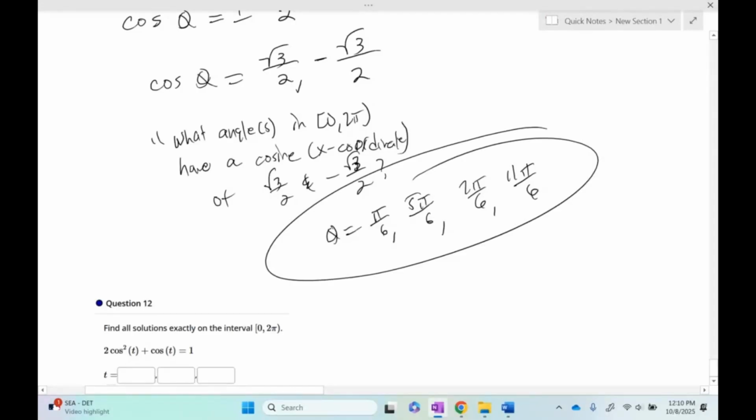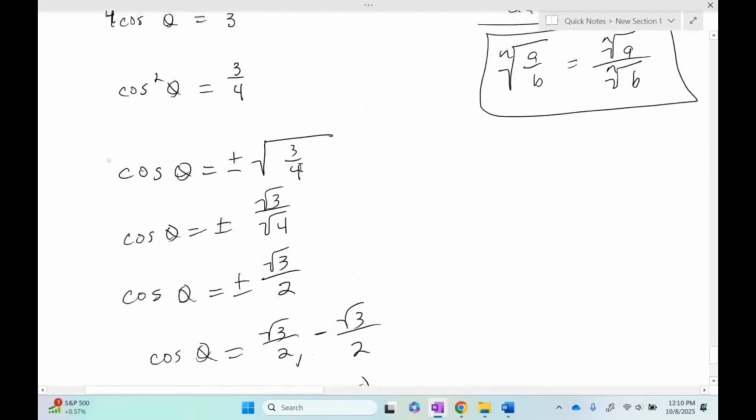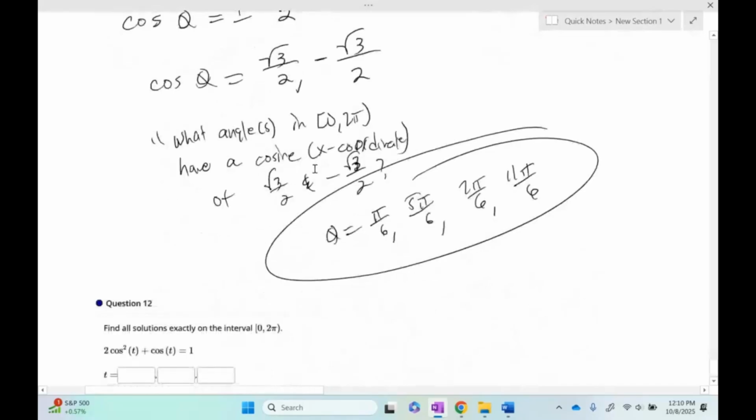So here again, you can check these, even though I'm not going the extra step to check them. Just make sure to use your original equation. All right, any questions about number 11? All right, now the last one is number 12.